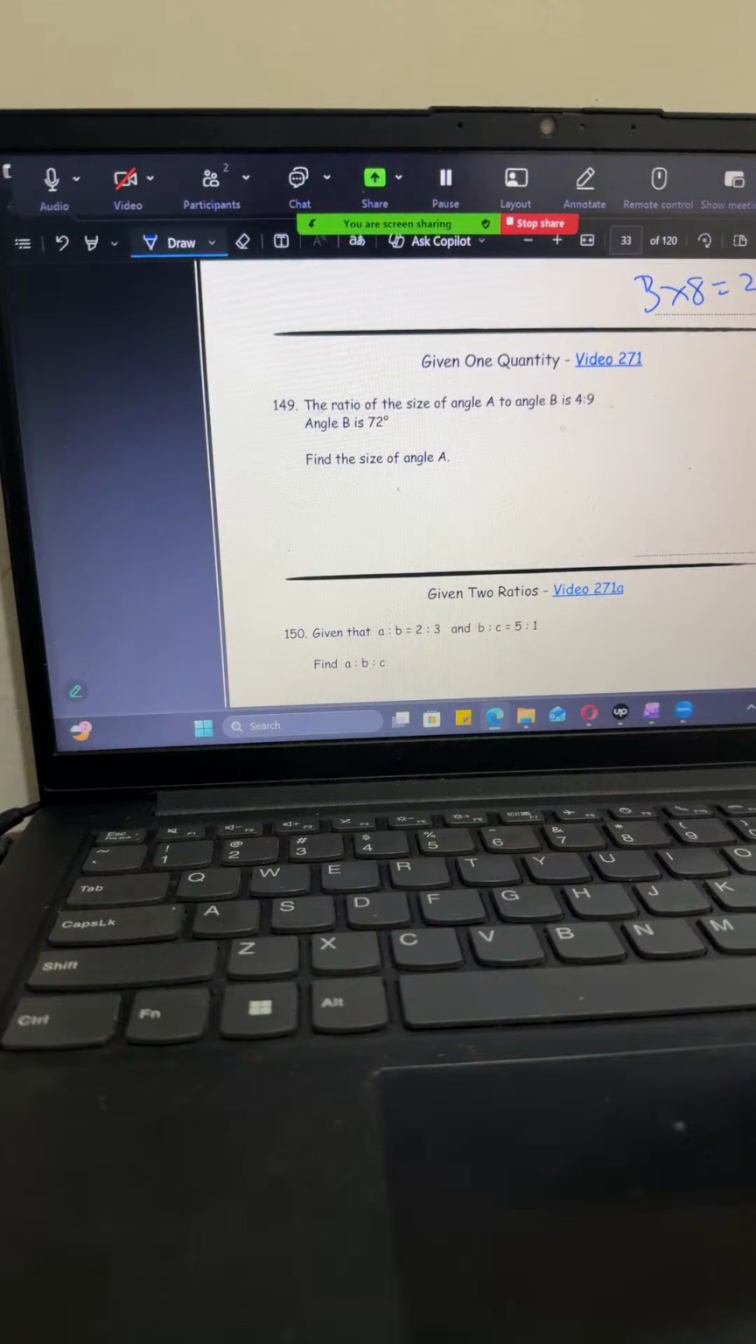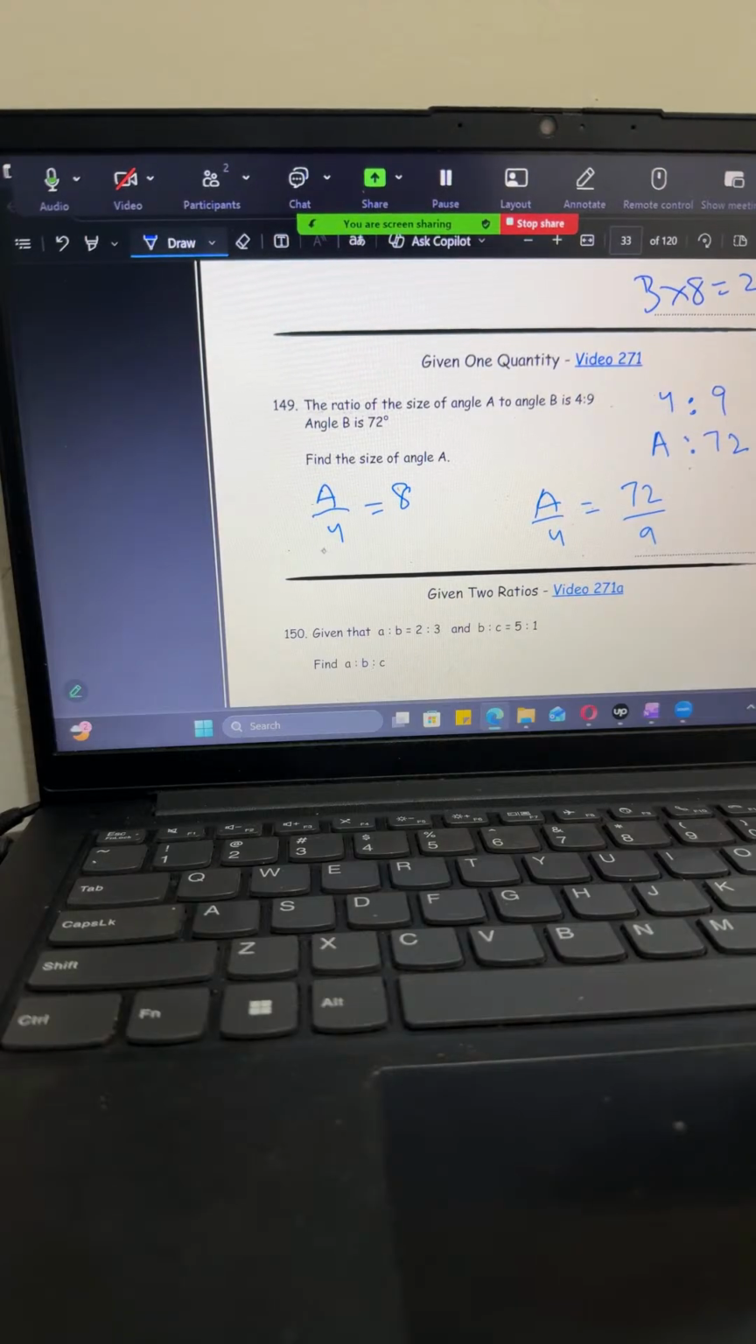Okay, so what can we do here? One thing is you can find the scale factor, which is 8. The other thing is you can write out the ratio like this, 4:9, and we need to find the ratio of angle A with respect to 72. So we can write A divided by 4 equals 72 divided by 9. 72 divided by 9 is 8. Then we have A over 4 equals 8.